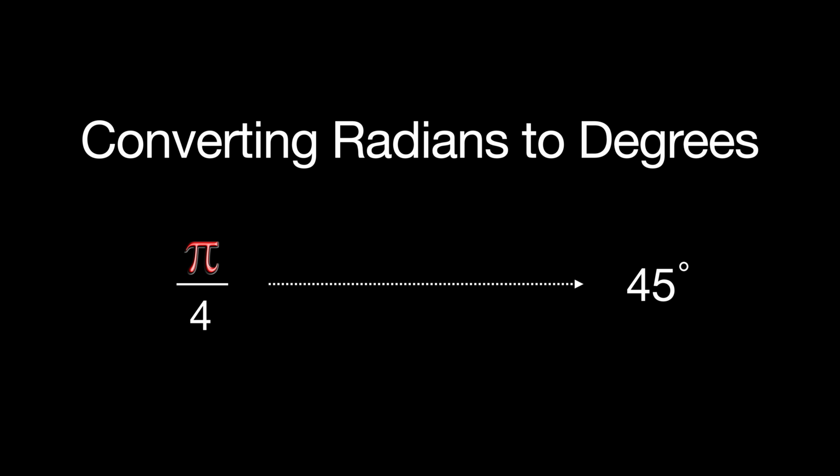So in this video, we're going to learn how to convert radians to degrees. We're going to take something like this, which is a radian, pi over 4, and convert that to its degree format, which would be 45 degrees in this specific case. You might even be asking yourself the question, what even are radians and degrees?